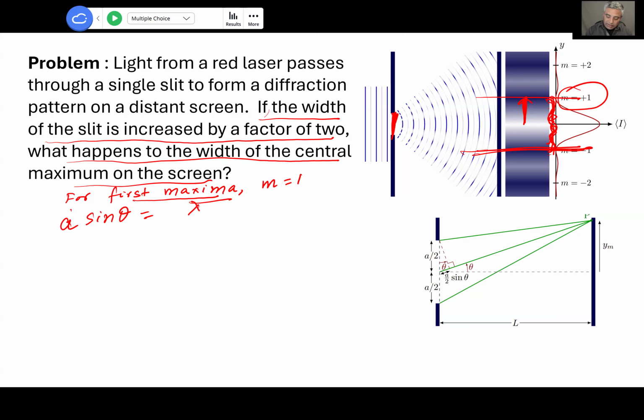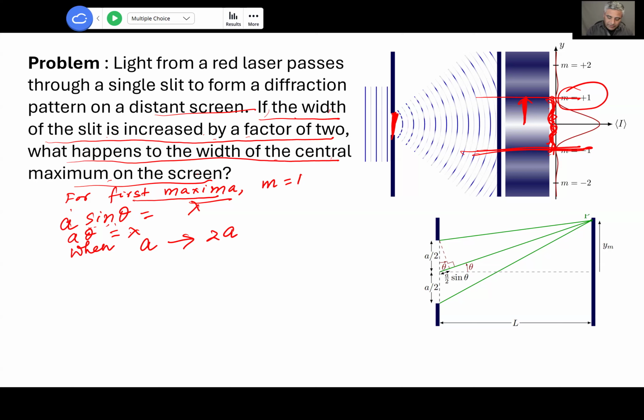Now it says, what happens to the width of the central maximum on the screen if the slit is increased by a factor of 2? So that means when a goes to 2 times a, what happens to the width? Here we can do the approximation, a theta is lambda, and it says red light. A color has a fixed wavelength, so we're not changing the wavelength.